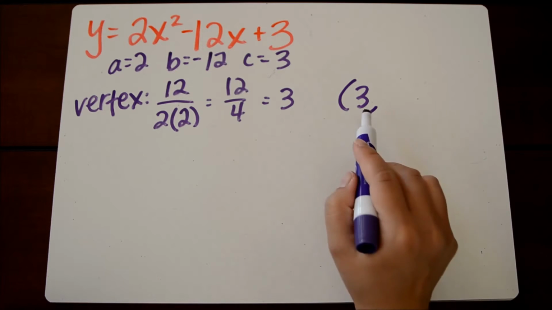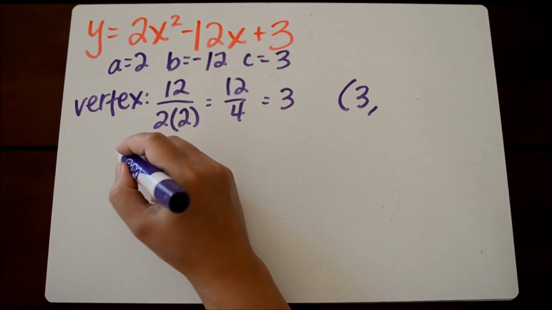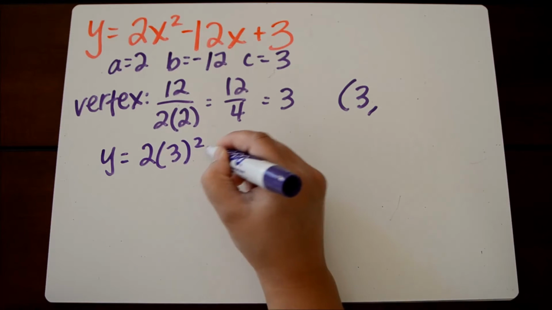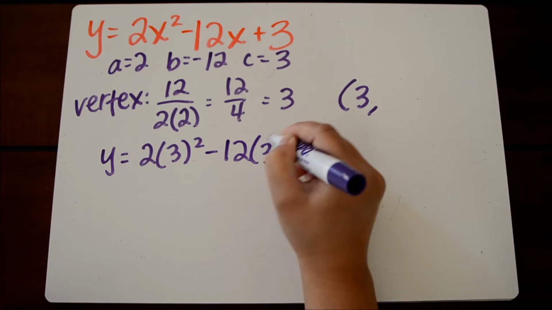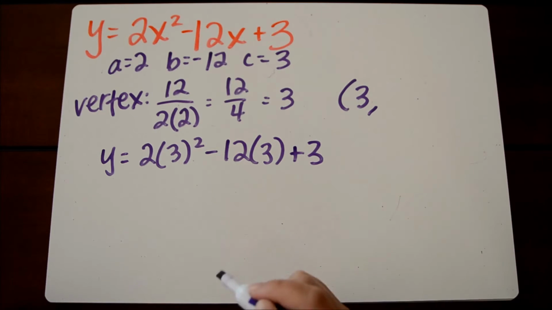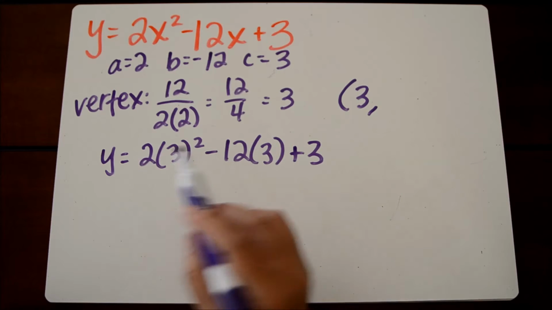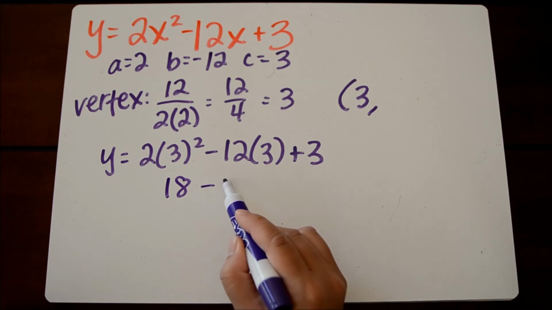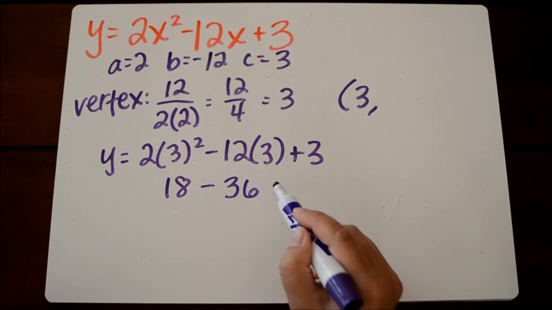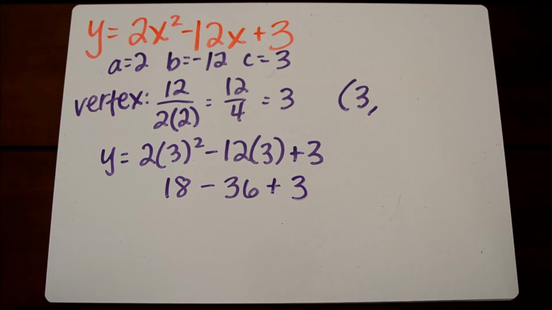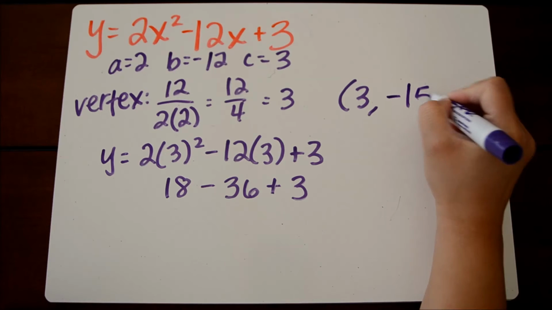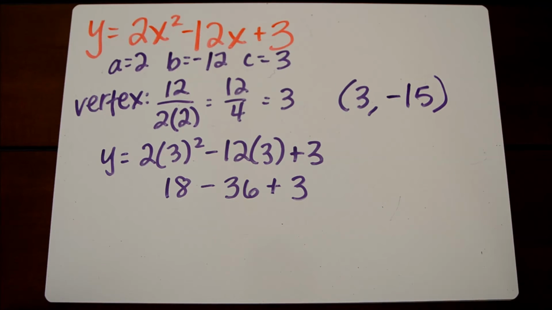And to find the y value, we're going to substitute this into all of our x's. So let's quickly substitute this into all of the x's in the equation. And then we follow order of operations. So 3 squared is 9, 9 times 2 is 18, minus 12 times 3 is 36, plus 3. And then 18 minus 36 plus 3 is -15. And that's where our vertex is.